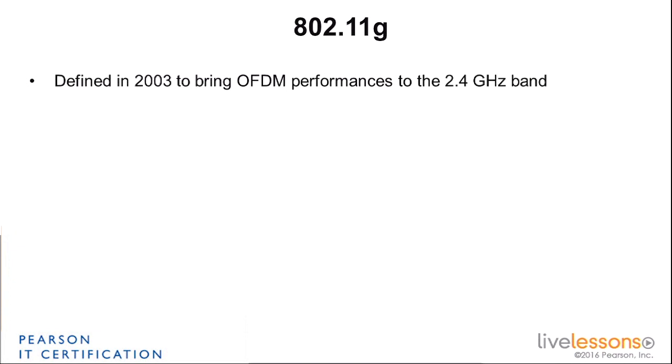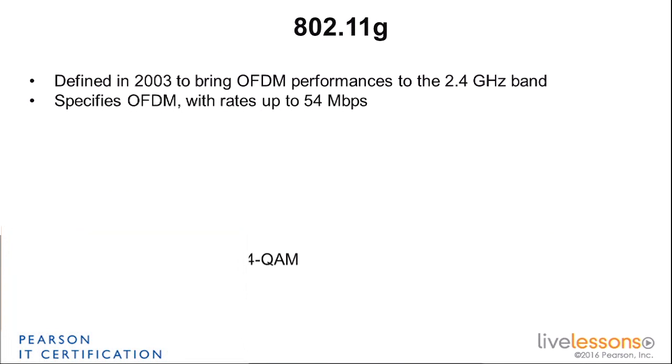And that amendment is called 802.11g. So it's still OFDM with still the same rates up to 54 megabit per second and still the same BPSK, QPSK, 16 QAM, 64 QAM. You can think of it as 802.11a in 2.4, no more than that.